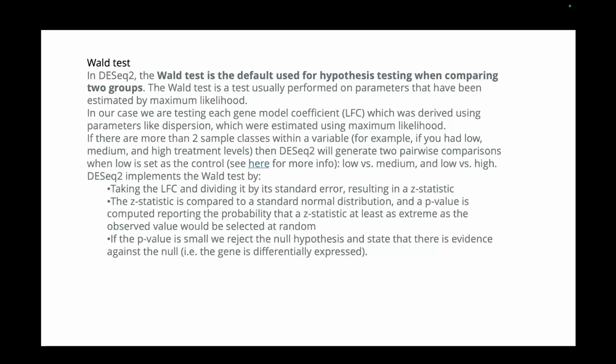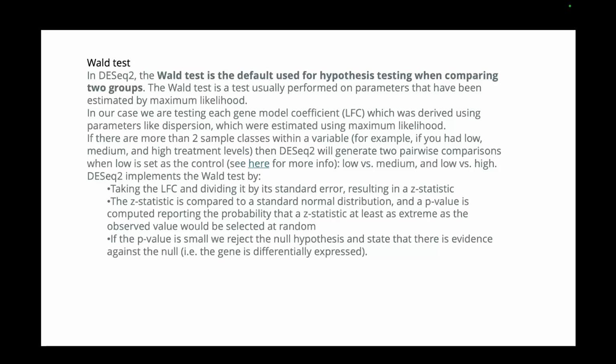If there are more than 2 sample classes within a variable, for example, if you had low, medium and high treatment samples, then DESeq2 will generate 2 pairwise comparisons when low is set as the control: low versus medium, low versus high. So basically it will take one of the samples and compare it with the rest of them. And DESeq2 implements the Wald test by taking the log fold change and dividing it by the standard error, which will give you the Z statistic, which is the Z score.